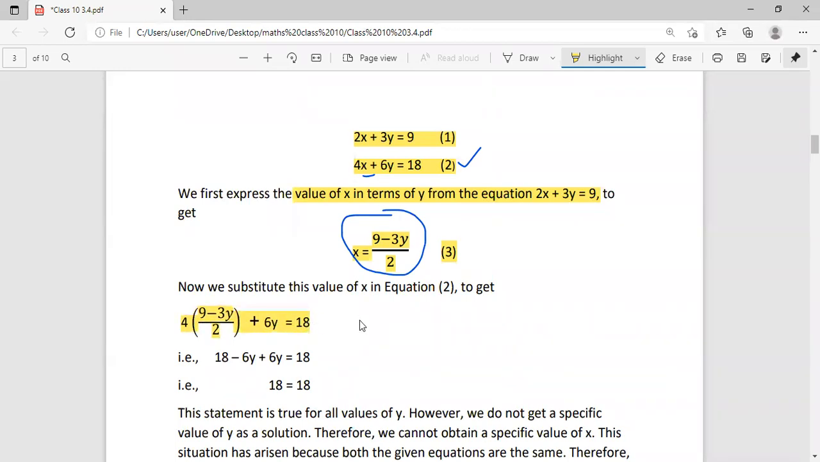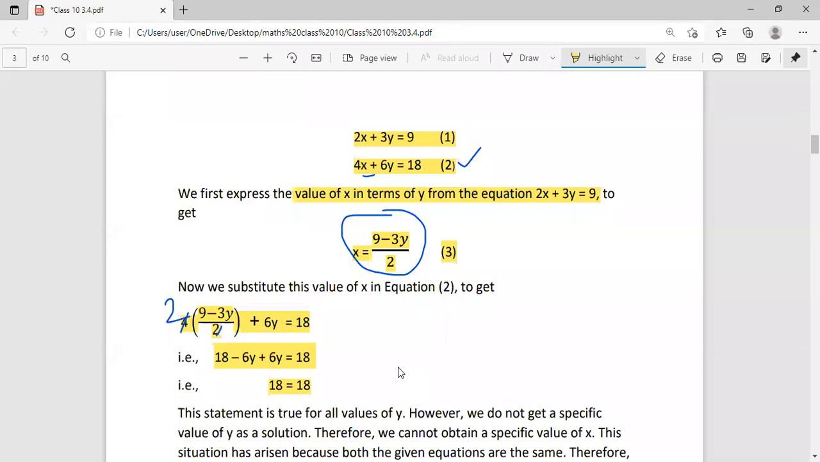And you can cancel this 2 and 4 as 2. 2 into 9, 18. 18 minus 6y plus 6y is equal to 18. And you can see that 18 is equal to 18. The LHS and the RHS are equal.